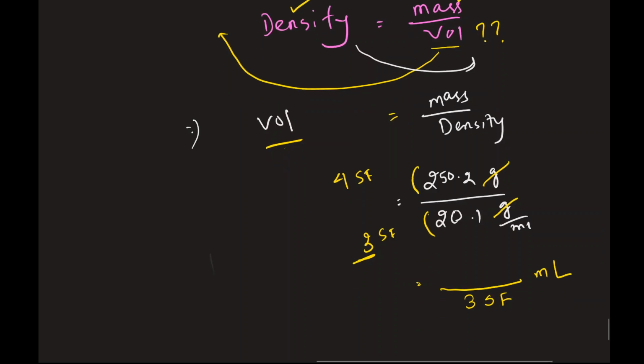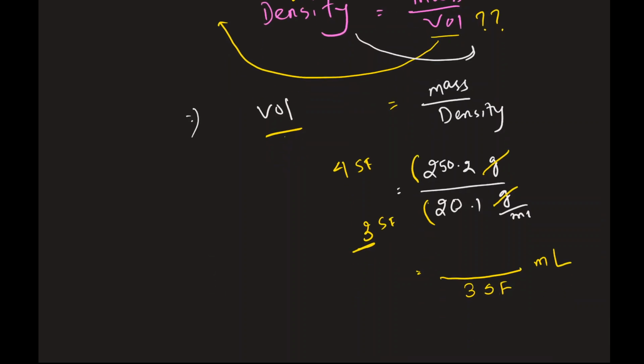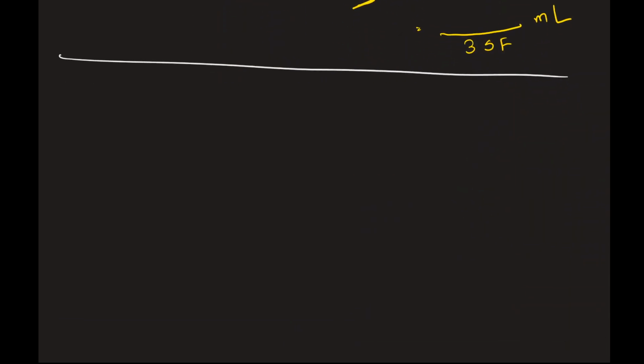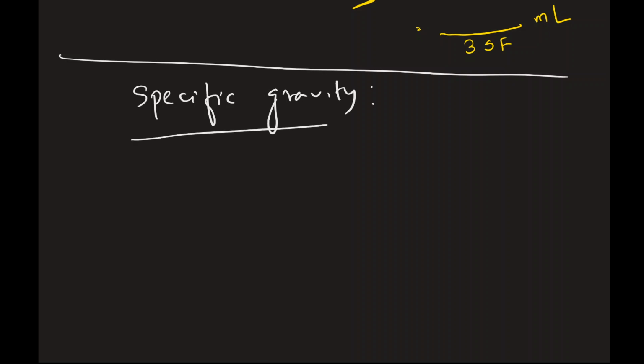Good? All right. So the last thing we're gonna be doing in this chapter is specific gravity. Have you heard about this term? Specific gravity. I know you will be doing this in your lab later. So what is a specific gravity? It's pretty simple. You just want to find out how heavy your sample is in comparison to the water.